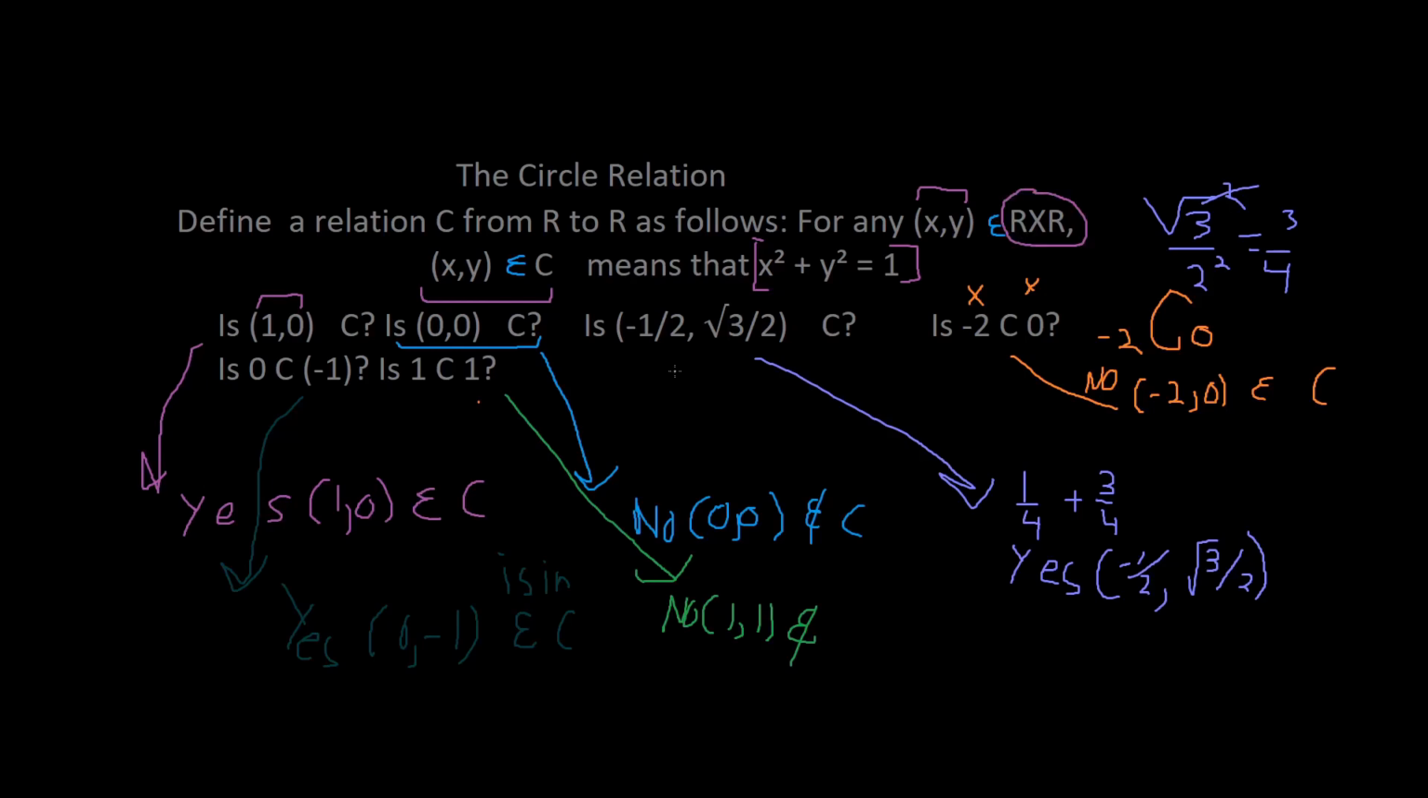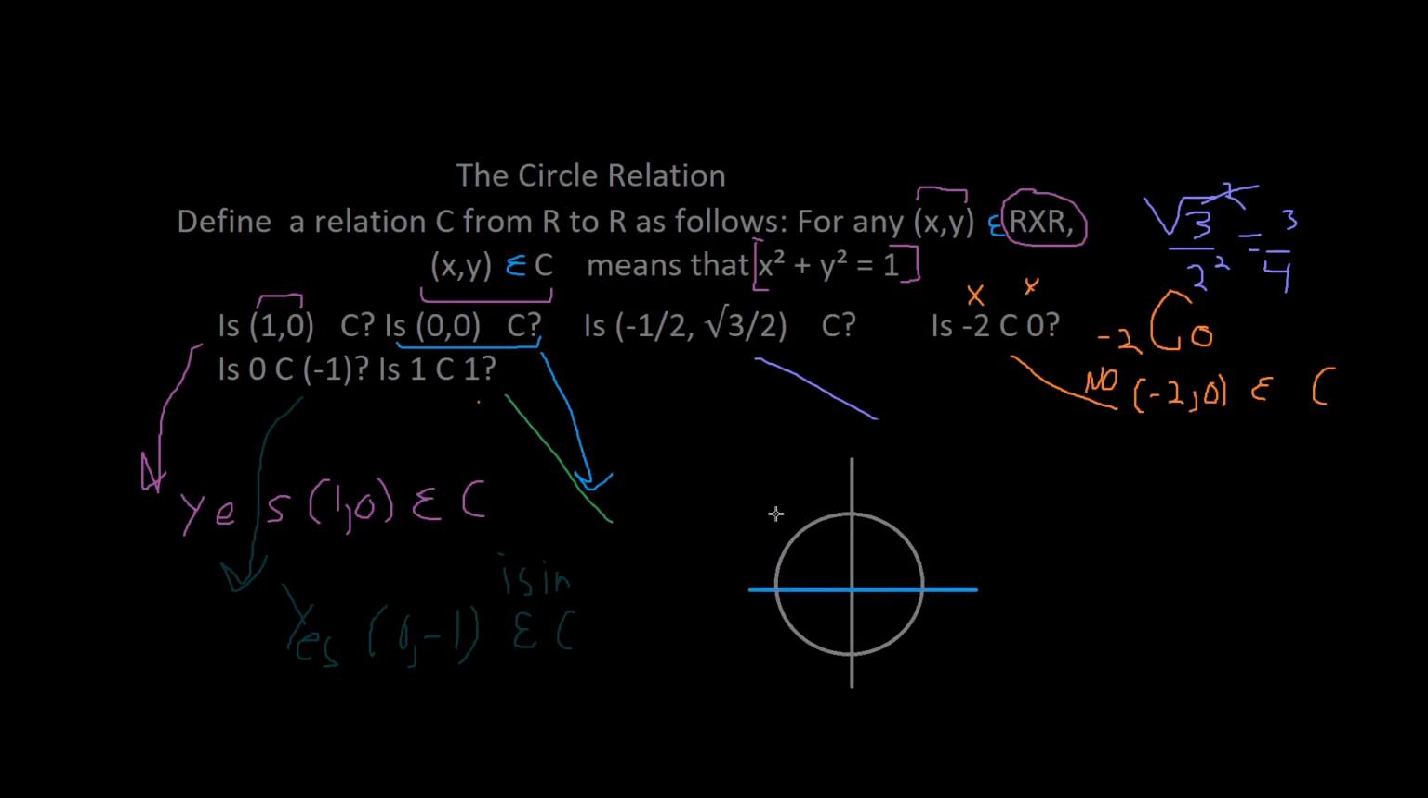The last part of this problem says to draw a graph for C by plotting the points of C in the Cartesian plane. Well, let's just say this is a good circle. That's going to be our function, so that's going to be our answer: x squared plus y squared equals 1.